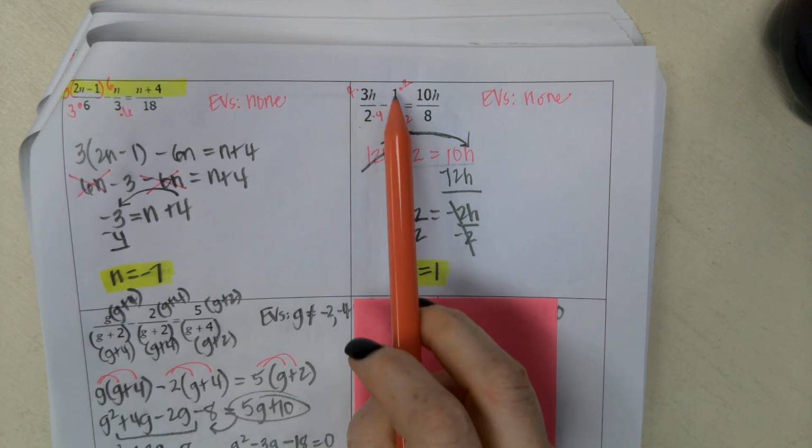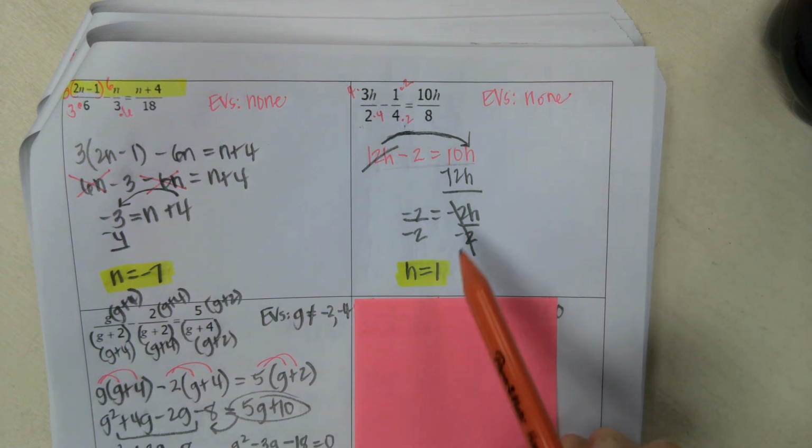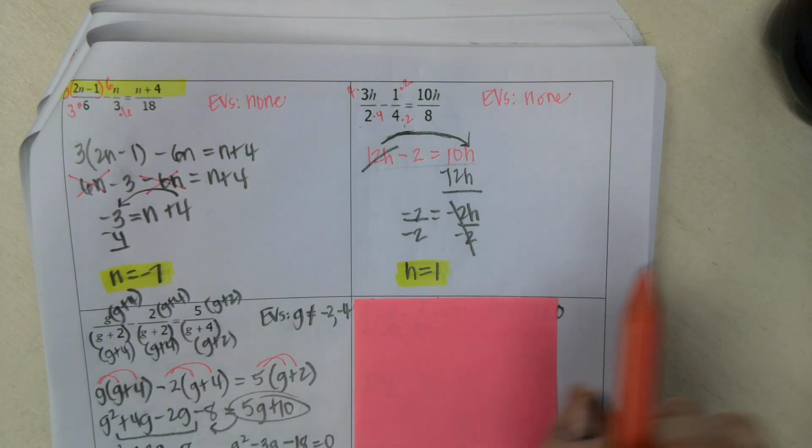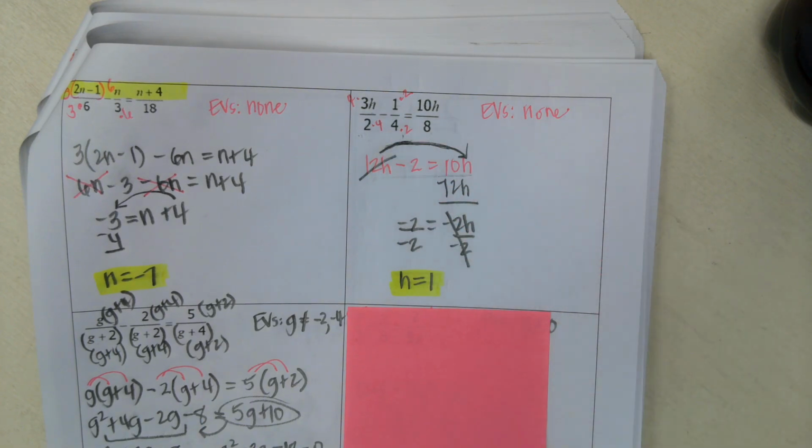That gave me 12h minus 2 equals 10h. And I solved and got h was 1. And because there were no variables in the denominator, I didn't have any excluded values to worry about.